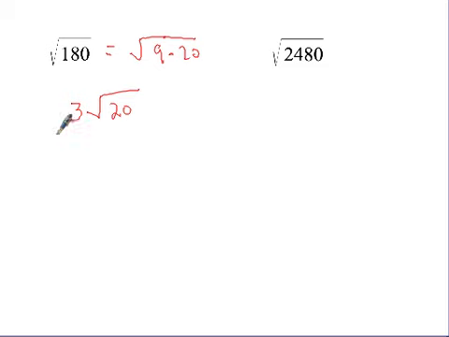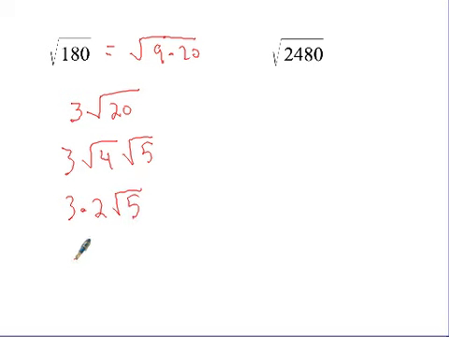So we can rewrite this as 3 times the square root of 4 times the square root of 5. I'm not done yet. What's the square root of 4? 2. So 3 times 2 times the square root of 5. What's 3 times 2? 6. 6 times the square root of 5. So this is simplified.